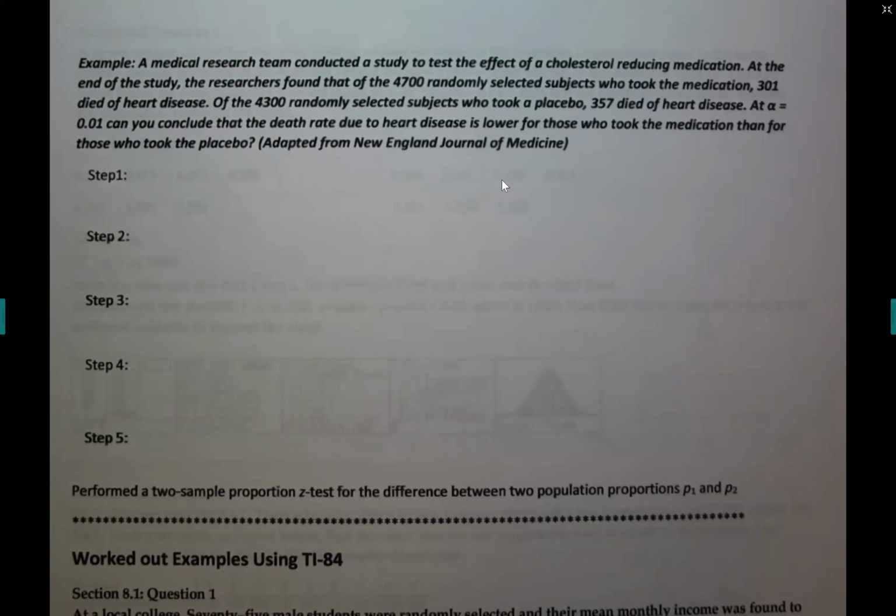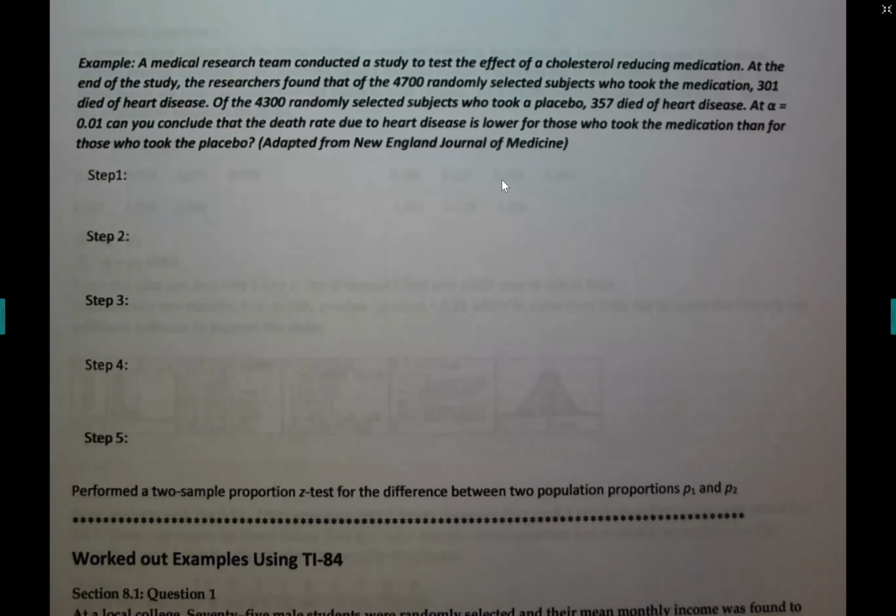Again, section 8.4, guys. A medical research team conducted a study to test the effect of a cholesterol-reducing medication. At the end of the study, the researchers found that of the 4,700 randomly selected subjects who took the medication, 301 died of heart disease. Of the 4,300 randomly selected subjects who took the placebo, it's a sugar pill, guys, 357 died of heart disease. At alpha equals 1%, can you conclude that the death rate, meaning a proportion, due to heart disease is lower for those who took the medication than for those who took the placebo?